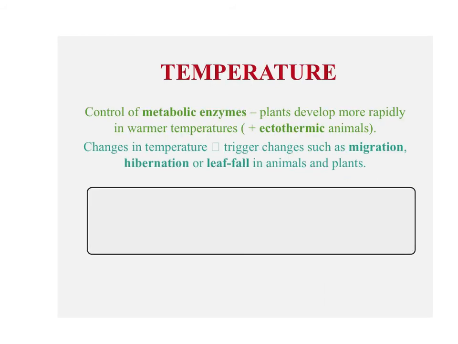Temperature, very similar to light, is going to control our enzymatic reactions, our enzyme-controlled reactions, metabolism and things like that. It's going to have an impact on plants again. So obviously the warmer it is, the more plants are going to develop and grow. You can see that in the growth in your garden from spring, or transitioning from winter to spring to summer.